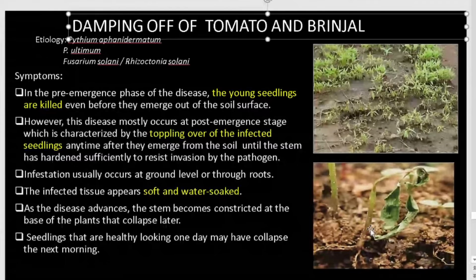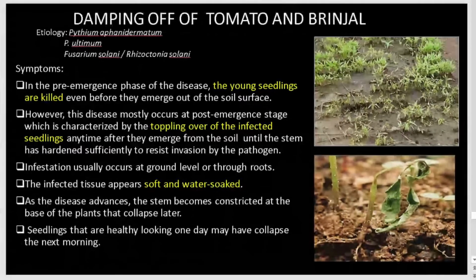So those infections on the collar region also proceed to the root, and gradually the stem becomes constricted at the base and it collapses or topples over. In case of Fusarium, in the early morning the nursery plants may seem to recover, but again during the day they may wilt. So those are very general symptoms.